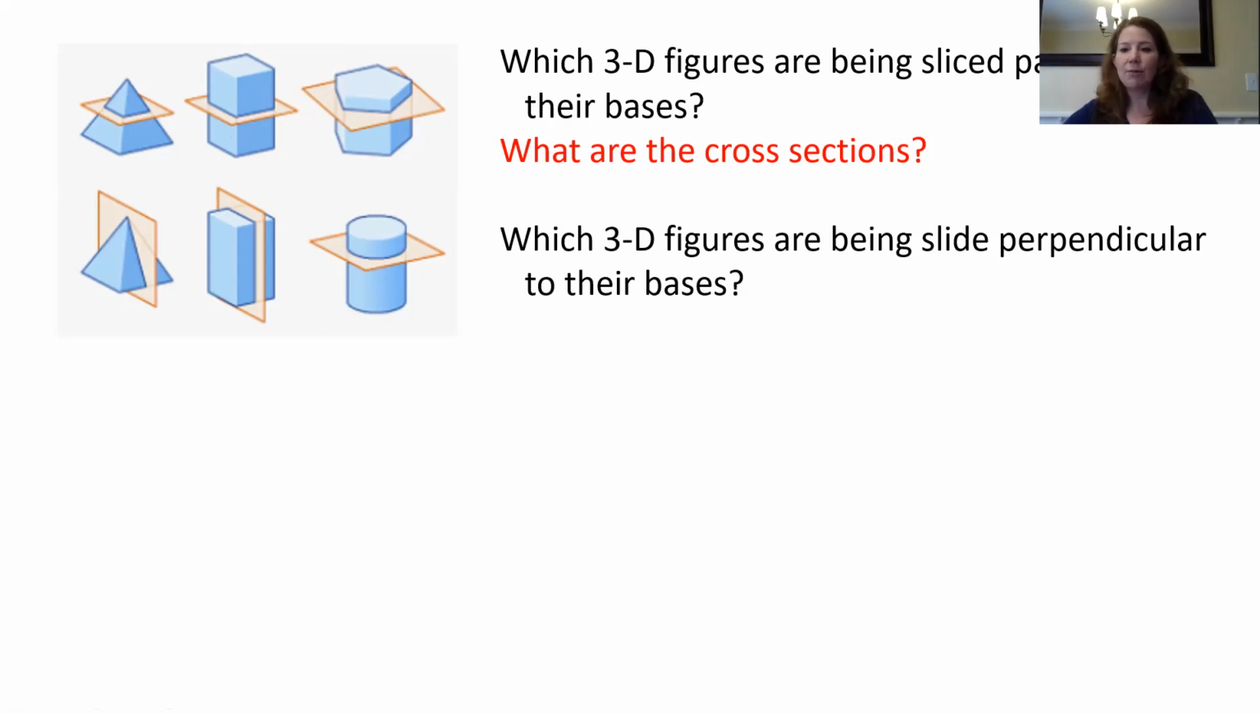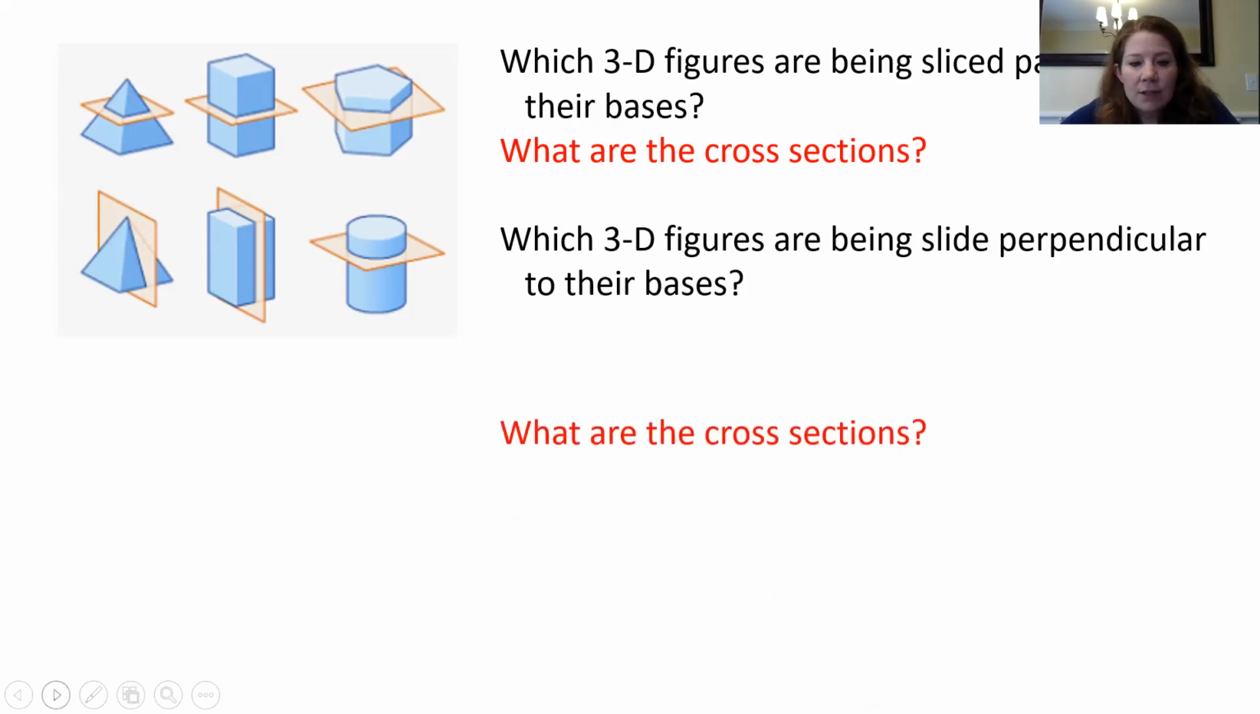Now, perpendicular, so think about perpendicular lines. When they meet, they make 90-degree angles. So if I say I'm cutting something perpendicular to its base, that means I'm cutting it vertically. So this square base pyramid, if I open that and looked at the flat surface, I would see a triangle. And this one, I would see a rectangle.